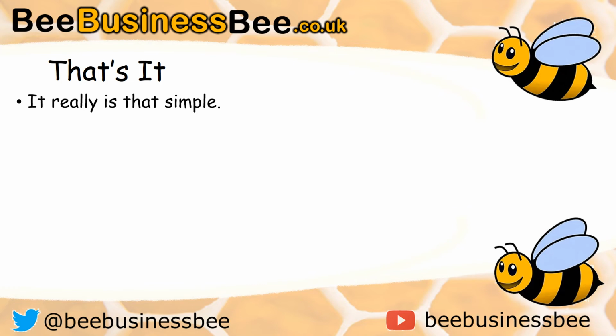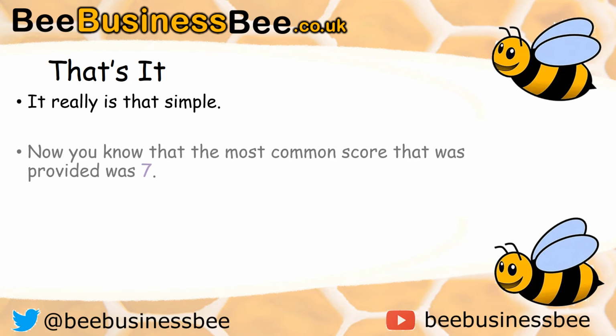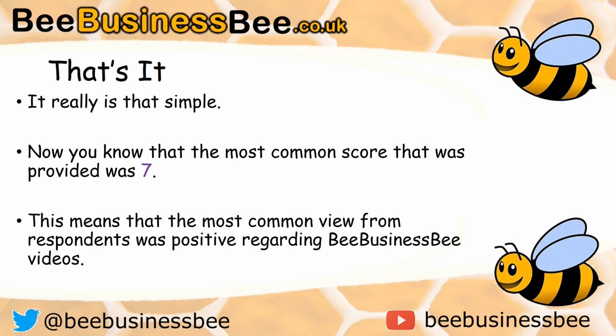So what can I draw conclusion wise? Well, firstly, it really is that simple to calculate your mode. Now we know the most common score that was provided was the score 7. So as a result, the most common view from the respondents was positive because they scored a 7 and they thought the BeeBusinessBee videos on the whole were positive.